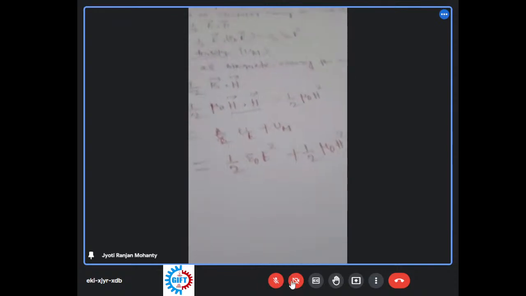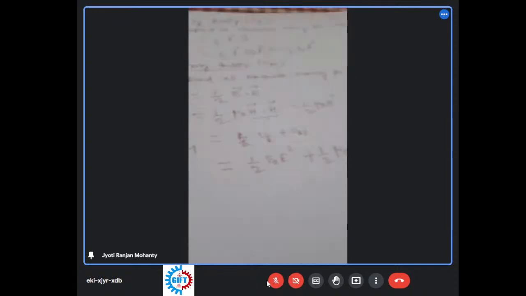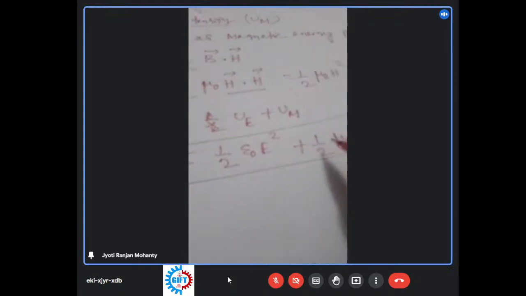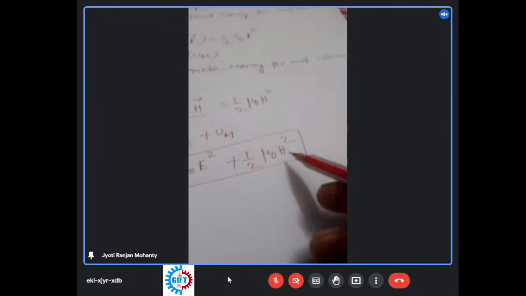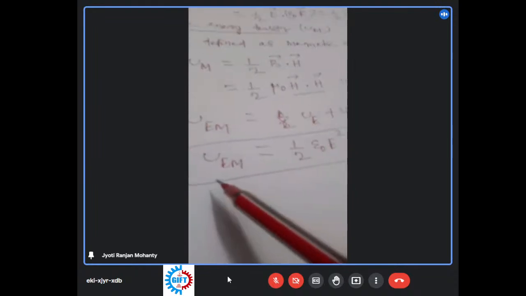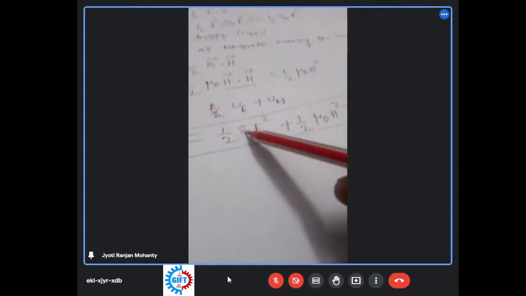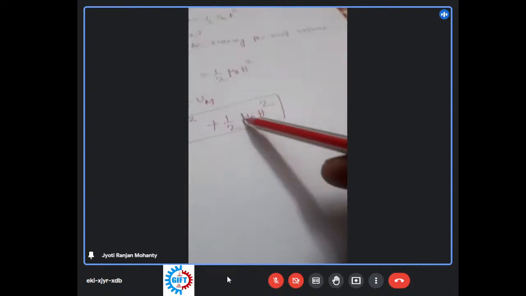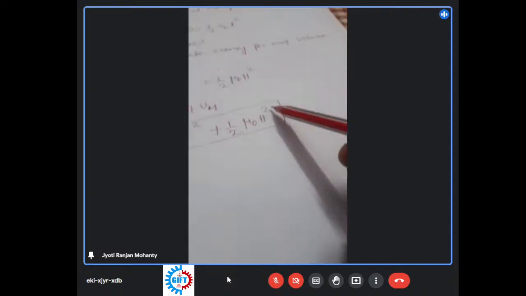Understood or not? Yes, sir. This is your electromagnetic energy density. Suppose the electric field and the magnetic field intensity are given, and you have to find UEM. You apply this formula: half, multiply with epsilon 0, take the square of E, plus half, multiply with mu 0, take the square of H, then you can find the electromagnetic energy density.